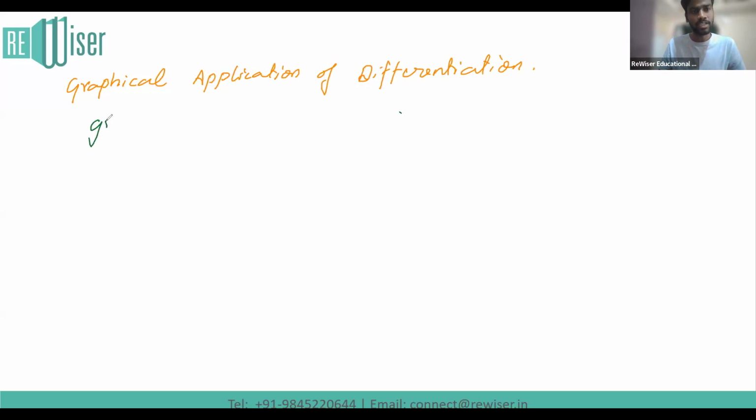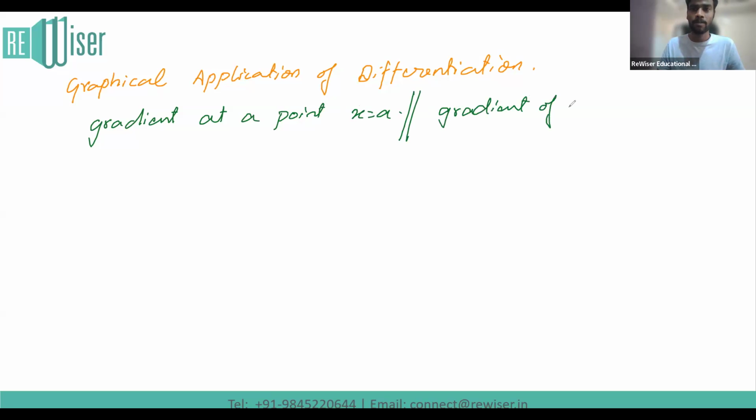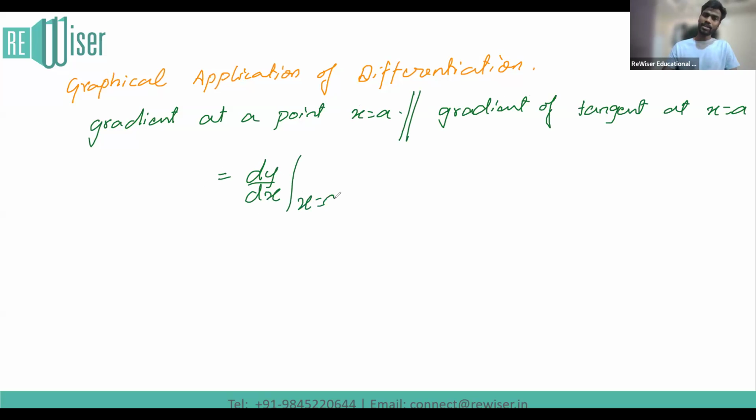So if I need to find out the gradient, whenever I just say gradient at a point x equals a, or if I say gradient of tangent at x equals a, both are exactly the same. And this is going to be the same as the derivative at that particular point, the derivative at x equals a.